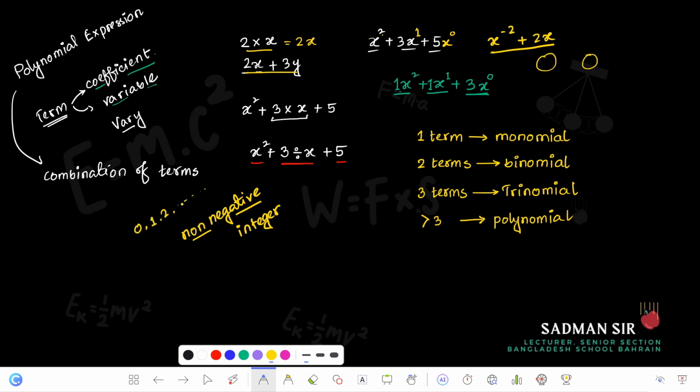Now in positive quantities, what if it is a fraction? Let us say 2 by 3. No, this is also not acceptable, because it has to be an integer. Integer numbers mean 0, 1, 2, 3, 4, 5, and so on, it will continue. Any number you can choose from here, they are non-negative integers. So the degree has to follow this condition, only then the expression will qualify to be a polynomial expression.